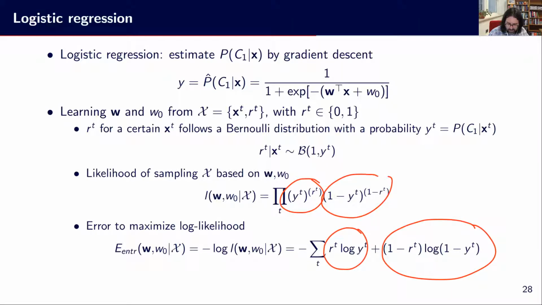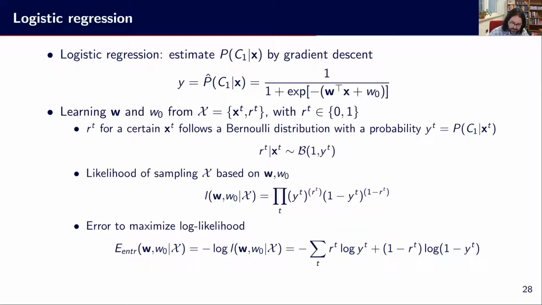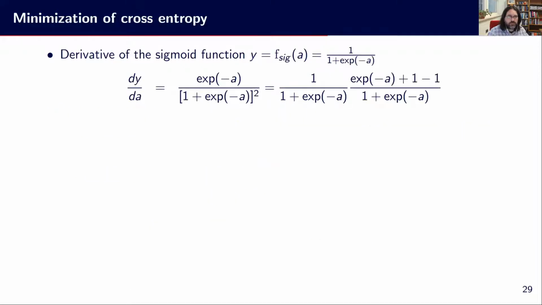So we have the summation of RT log YT for the first term plus 1 minus RT times log 1 minus YT. This is simply applying this and getting as error the negative log likelihood. So this error is also named the cross entropy. So we call this the cross entropy directly. And this is kind of common in machine learning as a criterion.